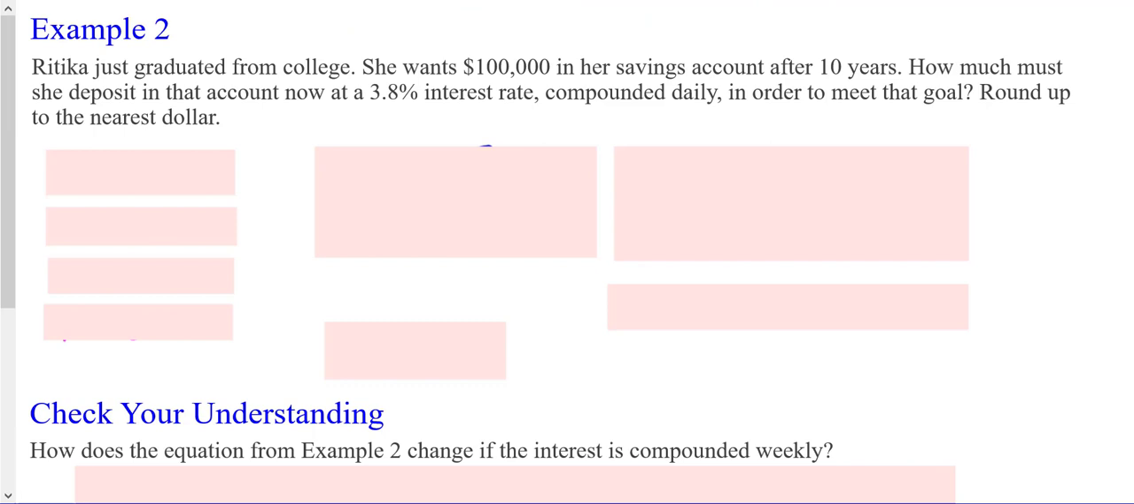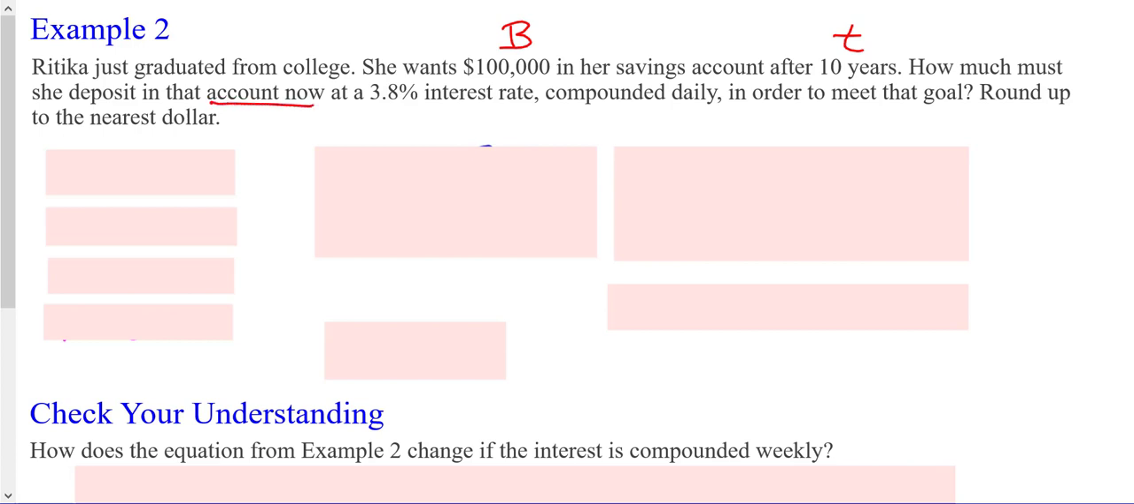In example 2, Ritika just graduated from college. She wants $100,000 in her savings account after 10 years. So if she wants that amount in her savings account, that is the ending balance that she wants to have. After 10 years is our time. How much must she deposit in that account now?